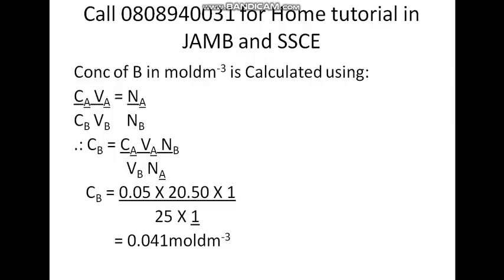Substitute all values for Ca, Va, Na, Vb, Nb into the formula for Cb, and we have on the tutorial board Cb equal to 0.05 for Ca multiplied by 20.50 for Va multiplied by 1 for Nb divided by 25 for Vb multiplied by 1 for Na, and the answer is 0.041 mole per dm cube.